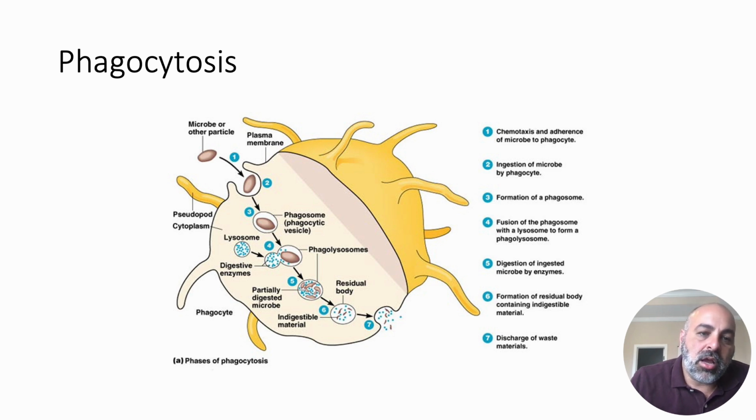Create the little pseudopodia, and we pull in the structure into a phagosome. We'll fix a lysosome to it, creating the phagolysosome, destroy it, get rid of it, waste. Now that's if it's a regular situation.